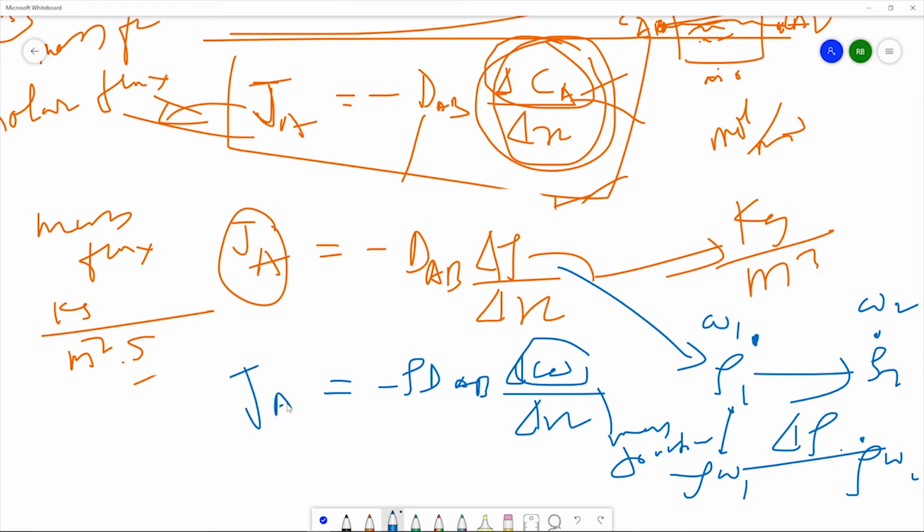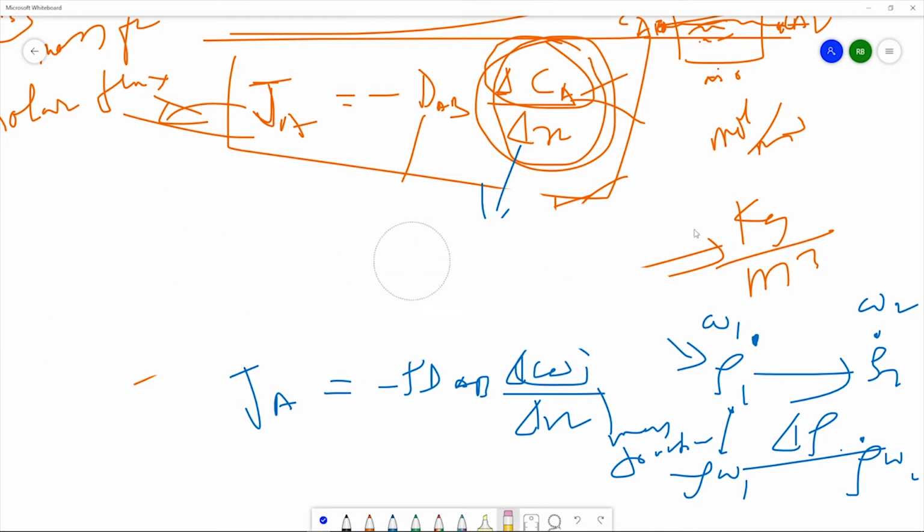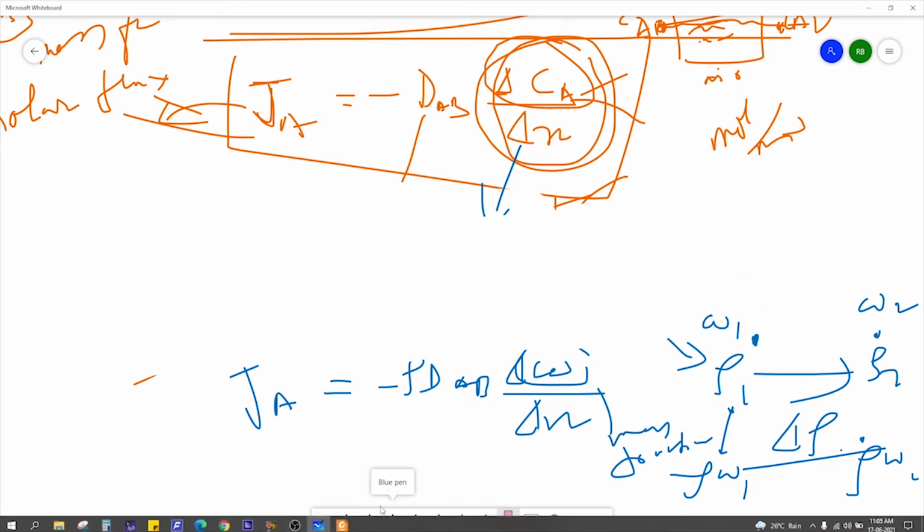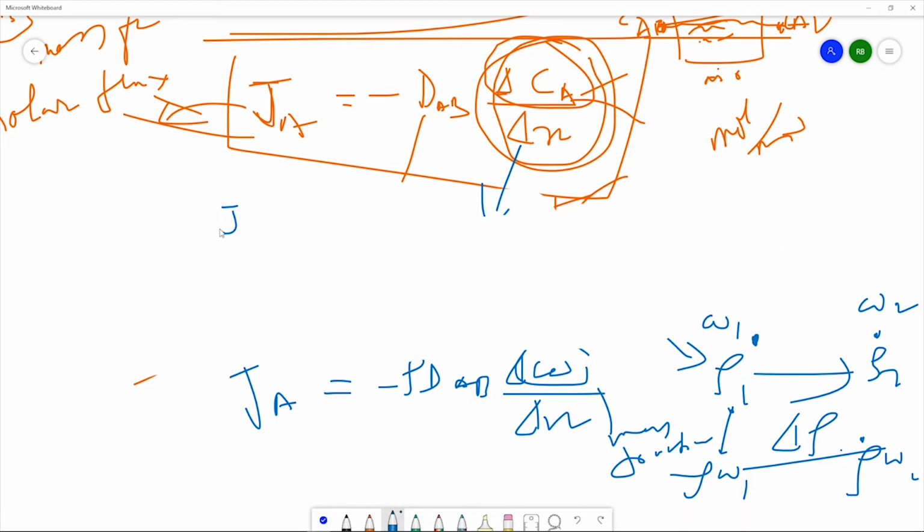Okay, same equation. So we can also write this in terms of molar fraction. How to write that? J, everything remains the same. Just take out the concentration. Let's say this is the average concentration. Similarly, this was the average density. Okay, so this is the average.